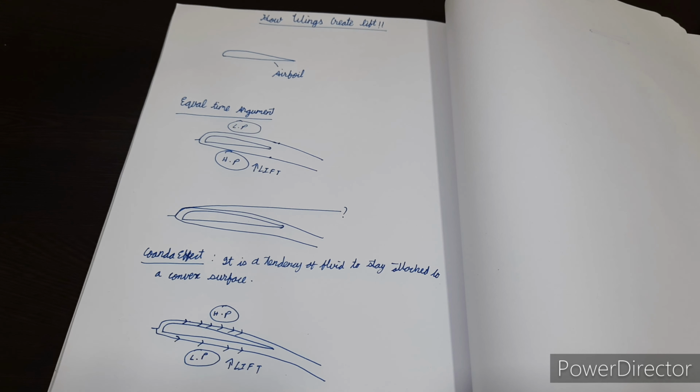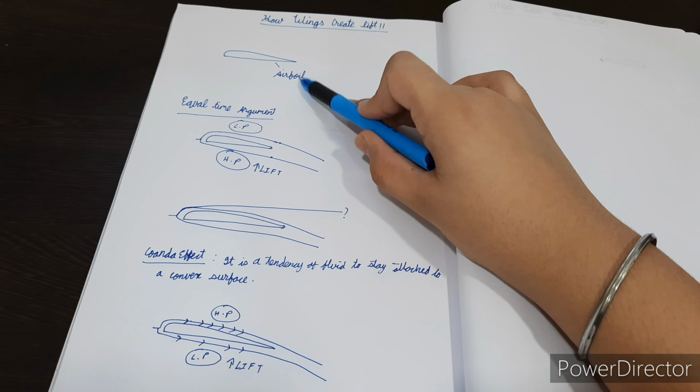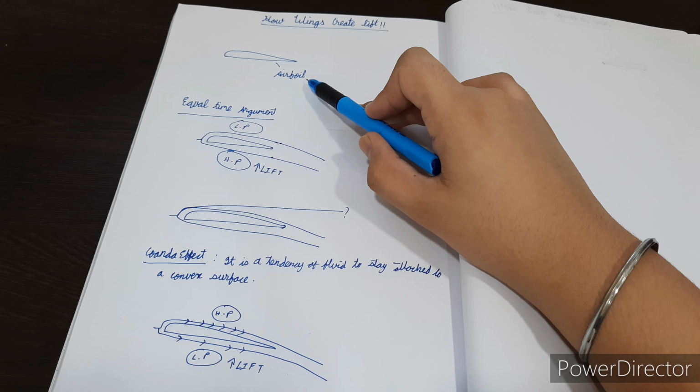For today's video, I would be explaining how wings create lift. We all know that airplanes fly with the help of the wing. So, how do wings create lift? Let's see. If we see the side view of the wing, we can see a shape like this. This shape is known as airfoil, and this shape helps the wing to create lift.